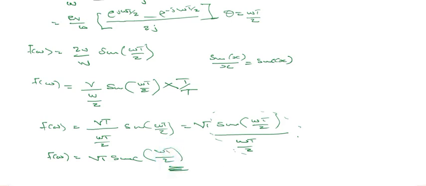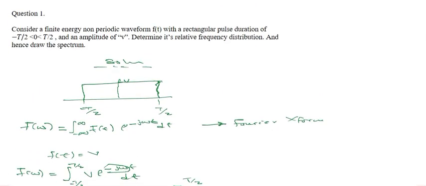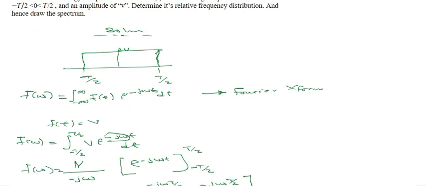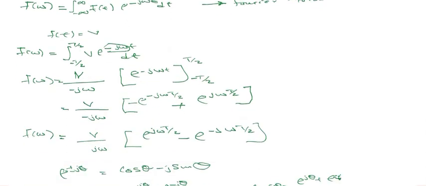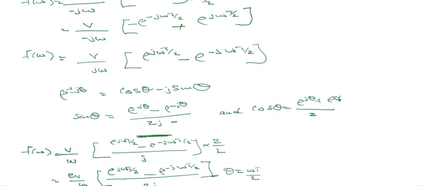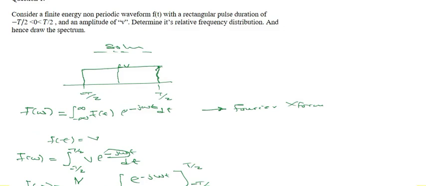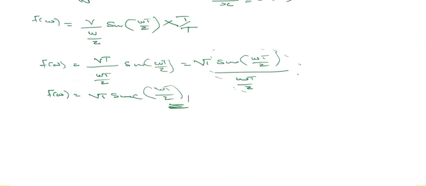So now remember, in the question what are we asked to do? We are asked to determine the relative frequency distribution. So for us to determine the frequency distribution, this is the expression. So now we are going to plot a graph. We are also asked to plot the spectrum, right? So for us to draw the spectrum, we have to bring out our ranges of frequency and plot the spectrum.